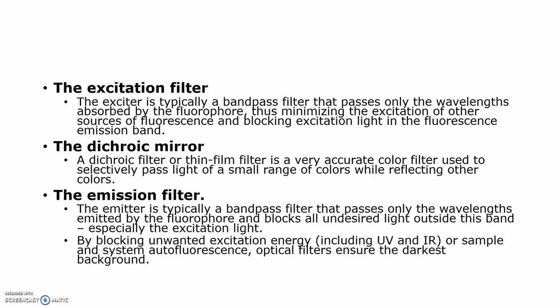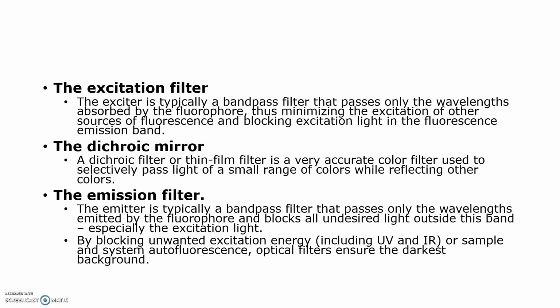The emitter is typically a band pass filter that passes only the wavelengths emitted by the fluorophore and blocks all undesired light outside this band, especially the excitation light, by blocking the unwanted excitation energy, including the ultraviolet and infrared rays, or the sample and system autofluorescence, ensuring the darkest background. So that's all about the different parts in the fluorescent microscope.